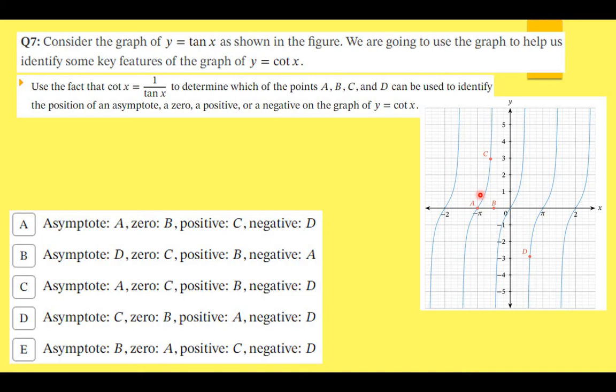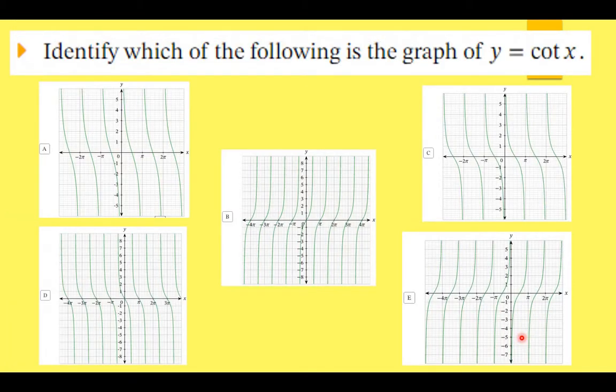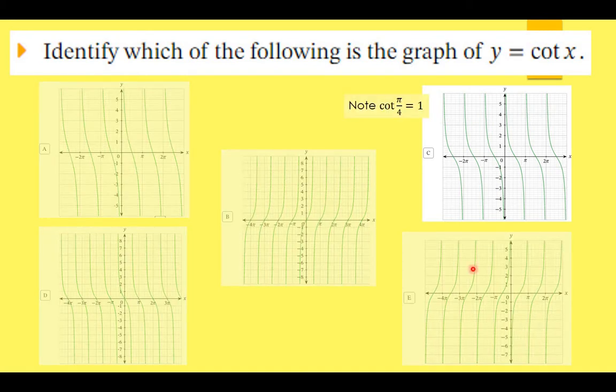Okay, here's some key points, A, B, C and D. Which statement is correct? This one. Which graph is the graph of cot? You might have picked A, which I think would be fine as well. The reason I picked C was I thought it more clearly went through pi over 4 and 1.